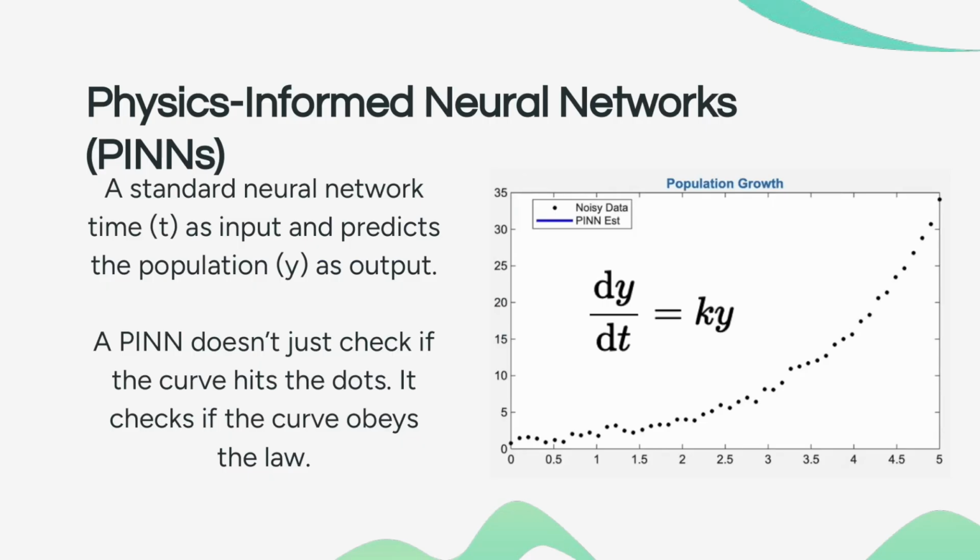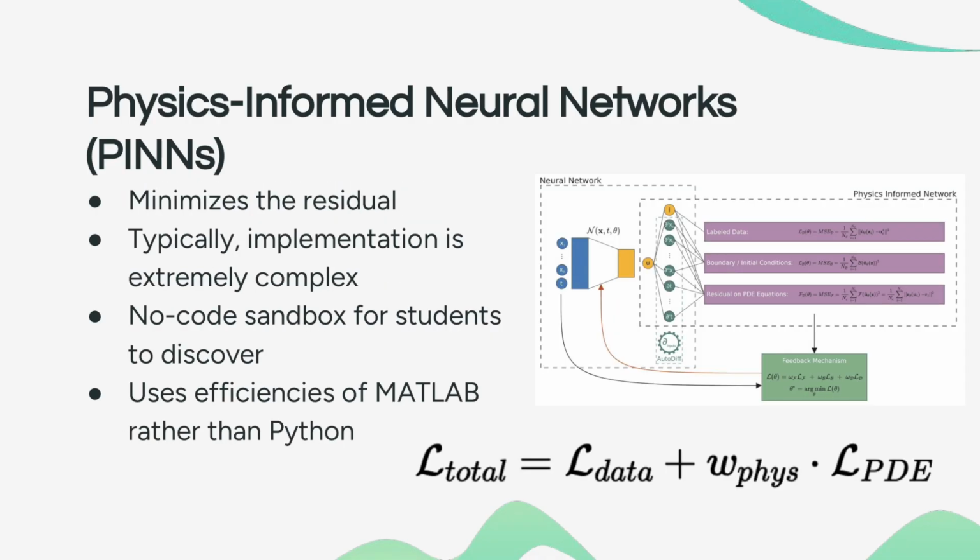Now, how does it do this anyway? Well, a standard neural network only minimizes the data loss. It's trying to connect the dots that it's given. But a physics-informed neural network, shown here on the right, also minimizes the physics loss. Using automatic differentiation, it calculates its own derivative and checks if it obeys the law dy/dt = ky for this specific problem. It forces its guess to respect the laws of physics, and in doing so, it solves what's called the inverse problem. Given data, can we predict the parameters of the differential equation that was used to generate that data?